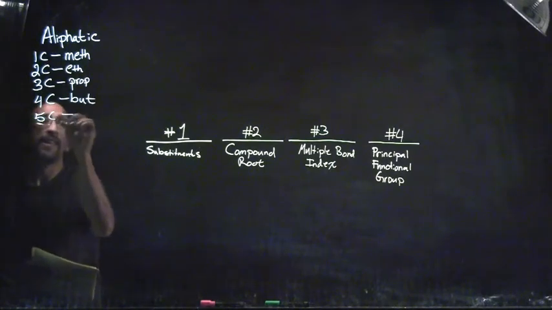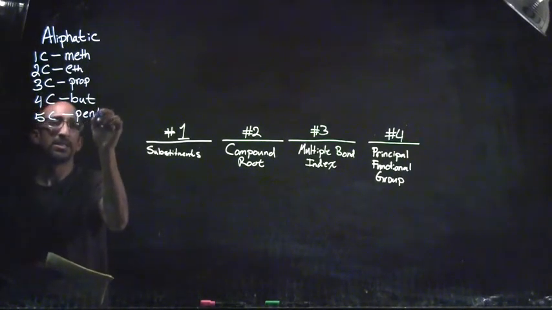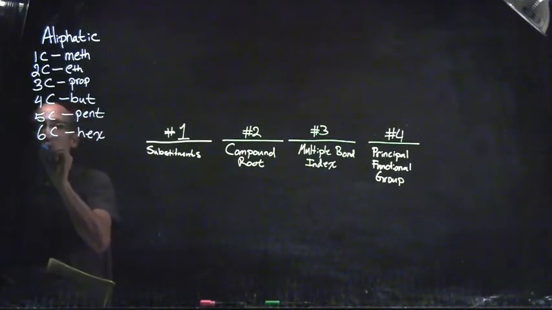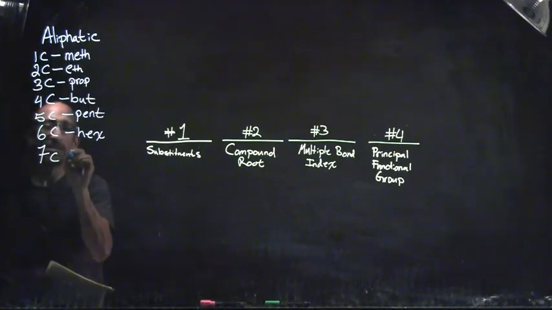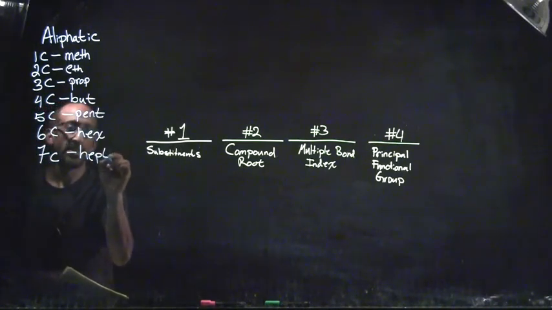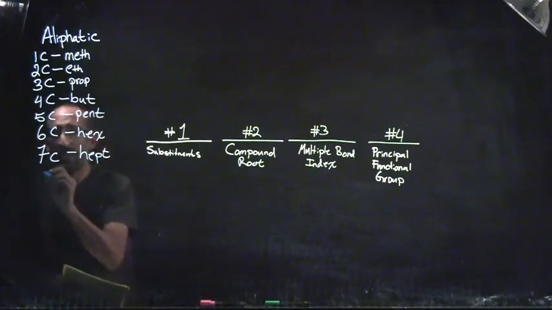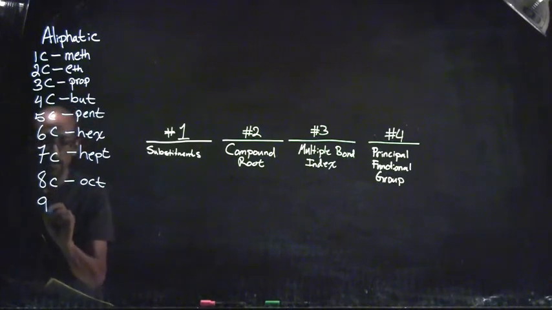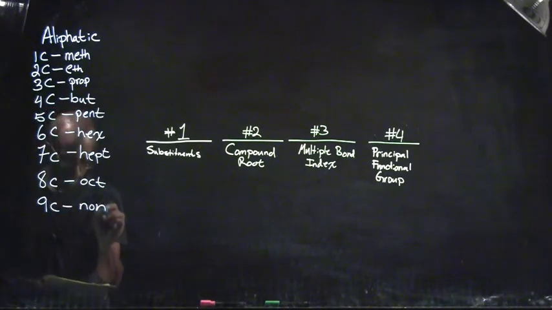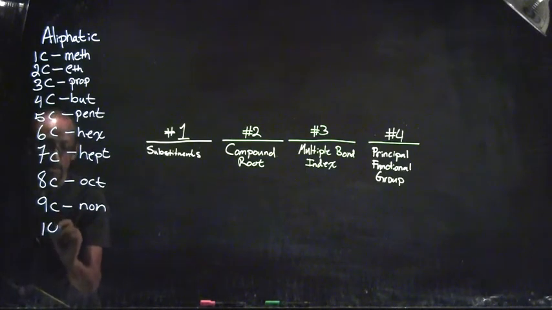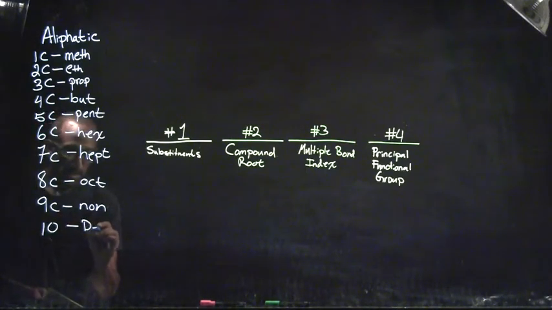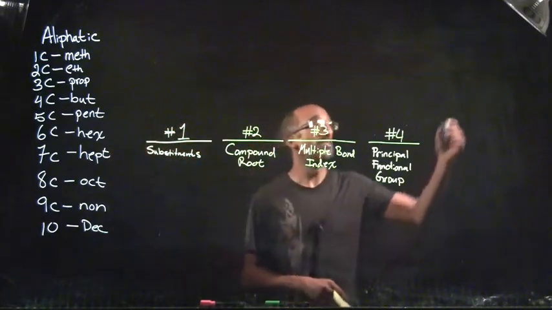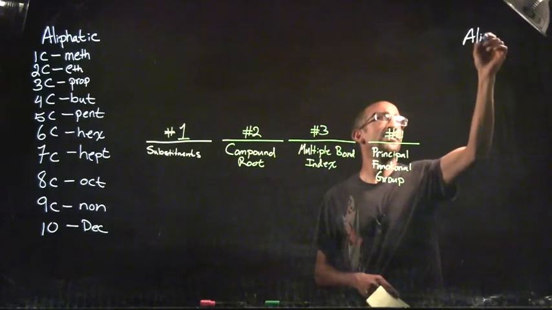5-carbon chain, we're going to be at pent. The 6-carbon chain is hex. 7-carbon chain is hept, not sept, hept. 8-carbon chain, oct. 9-carbon chain, non. And then finally the 10-carbon chain, dec.